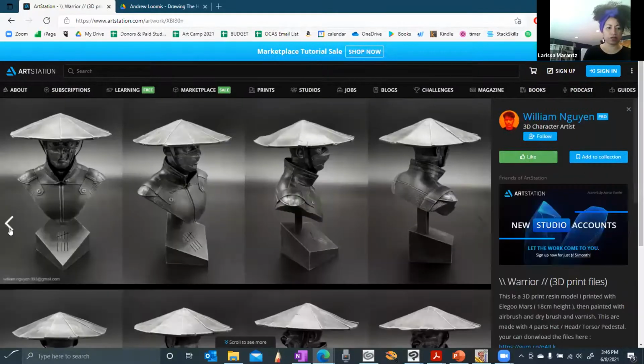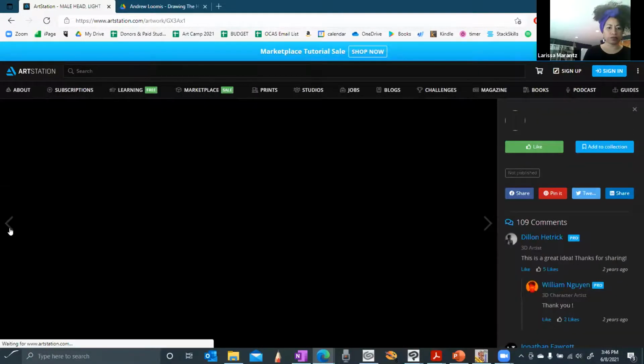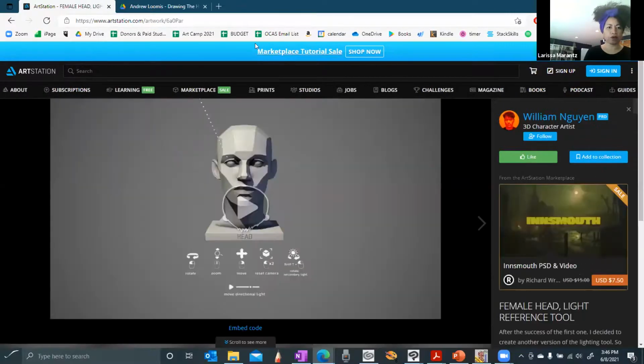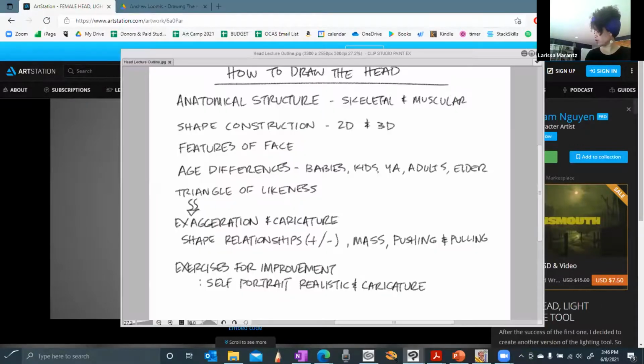Oh, that's not the one I wanted to look at. But we'll put that in the show notes or whatever. Okay, caricaturing the head. I got 15 minutes to caricature the head. Okay, let's do a new share.